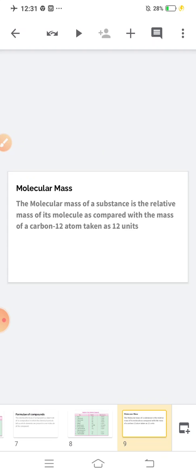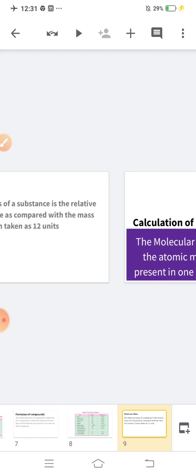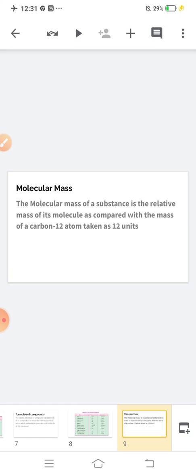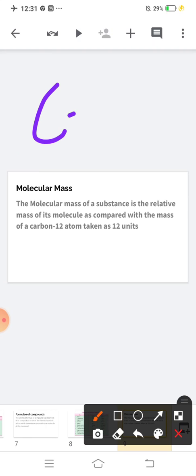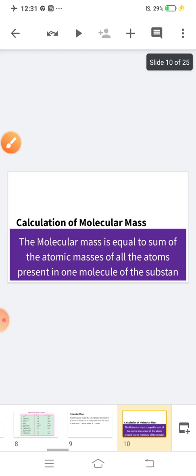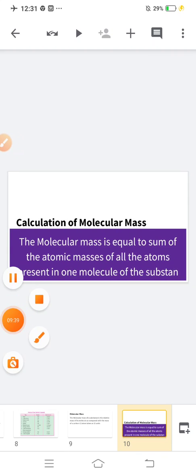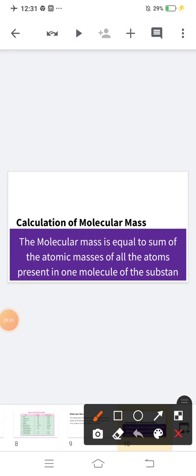The molecular mass of a substance is the relative mass of its molecule as compared with the mass of a carbon-12 atom taken as 12 units. Clear? I told you this thing we have done earlier also. If you compare any mass with carbon-12, it is known as your molecular mass. Now how will you calculate it? The molecular mass is equal to the sum of the atomic masses of all the atoms present in one molecule of the substance. Is this clear?